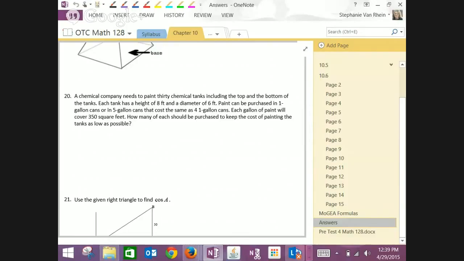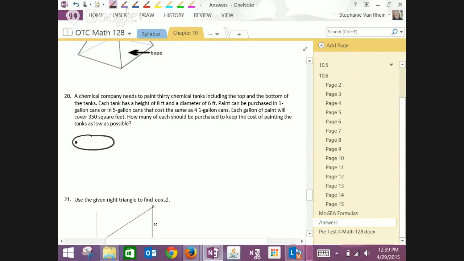Okay, so here, this is going to be a multi-step problem. First, we have to find what we need. We might need volume, we might need surface area, and then we have to convert that to how many gallons we'll need to buy. A chemical company needs to paint 30 chemical tanks, including the top and bottom of each tank. Each tank has a height of 10 feet and a diameter of 6 feet.